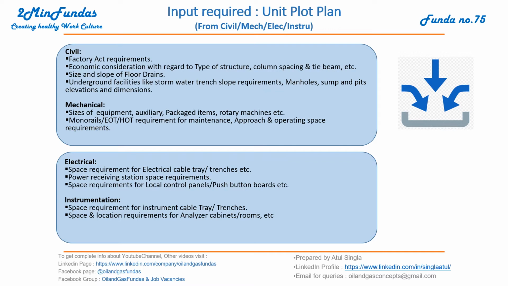Then from electrical, space requirement for electrical cable tray and trenches. Main deliverable from electrical is cable route, so for that we require how much space they are looking for, so that information we take from electrical and accordingly we allocate that space into our unit plot plan. Power receiving station space requirement for local control panel, push button, etc. So all these are electrical related items. Piping team, most of the time they don't know in detail what kind of space is required, so everything comes from electrical side. Once this information is received, that is allocated in plot plan.